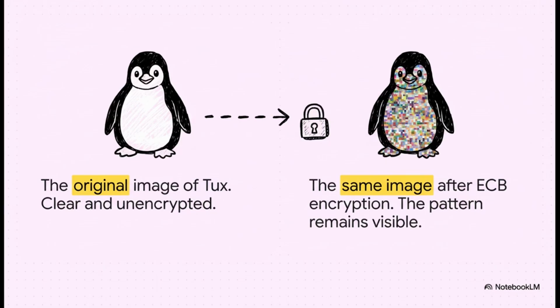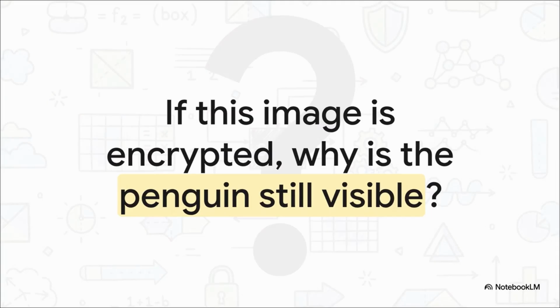So, on the left, you've got the original picture of Tux, the Linux penguin. Pretty standard. On the right, that same exact image has been encrypted. I mean, the pixels are all scrambled up into this chaotic mess of color. But wait a second, something is really off here, right? We can still see the penguin. So, yeah, that's the big question, isn't it? If this thing is truly encrypted, how is this even possible? If all the data is supposed to be scrambled, why on earth can we still see the penguin?